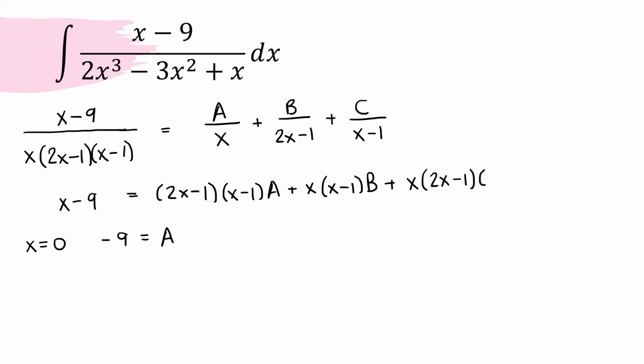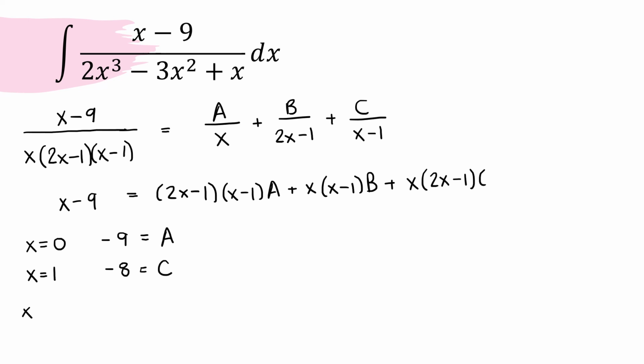Fantastic. Let's make x equal to 1. Then we're going to have negative 8, and the a term is going to go to 0, and the b term is going to go to 0, and we just have the c term where we're going to have 1 times 2 minus 1, 1 times 1. Okay, c is negative 8. There we go. So far, so good.